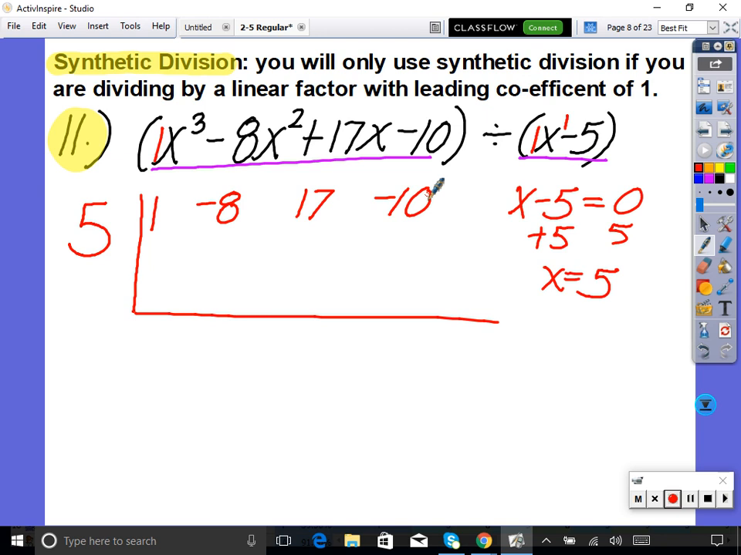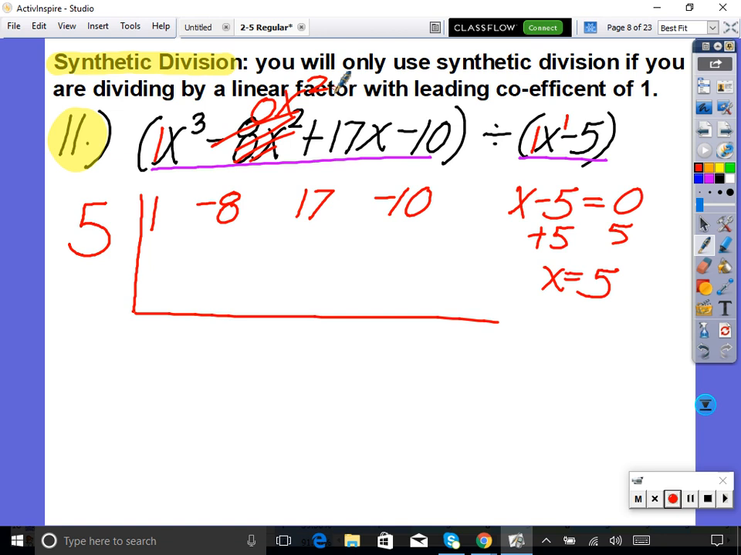Now, here's one more thing you have to remember. This is not true for long division, but with synthetic division, if you're missing something, say we start with degree 3, and let's pretend we had x cubed plus 17x minus 10. Do you see how between degree 3 and degree 1, we should have an x squared? If you were missing that, you have to put in a 0 where that would have been, because there's technically a 0x squared if there's nothing there. Does that make sense?